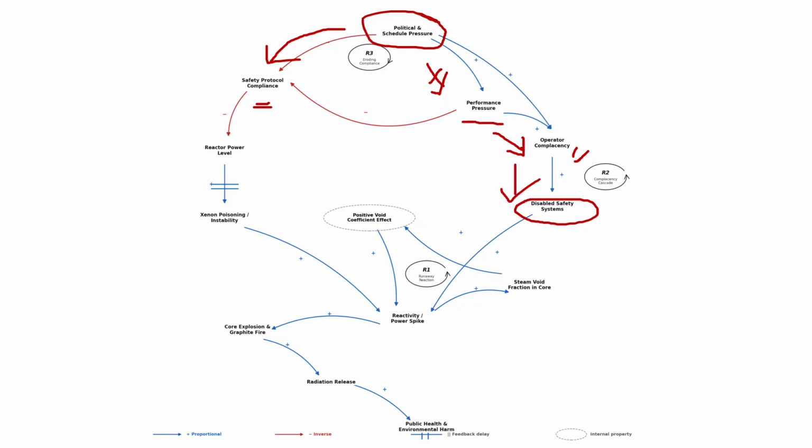Now on the physics side, reduced compliance and unstable actions affect reactor power levels, which interact with xenon poisoning. The xenon started to build up really slowly, but it destabilized the reactor, and the operators couldn't see it happening because it was invisible due to the delay. From there, the system moved into reactivity and power instability, where control starts slipping. Finally, this instability connects to the steam void behavior in the core, where more steam formation changes reactivity and pushes the system further out of control. So overall, the system connected three layers: organizational pressure, human behavior, and the reactor physics.